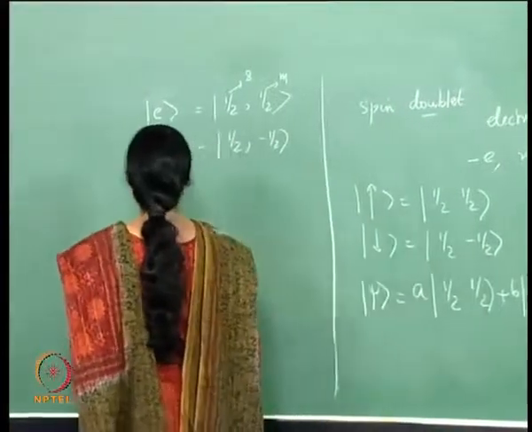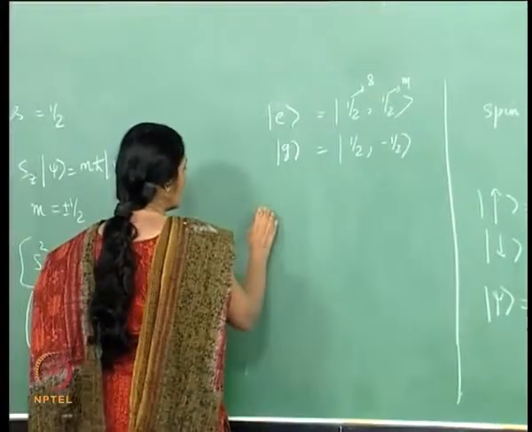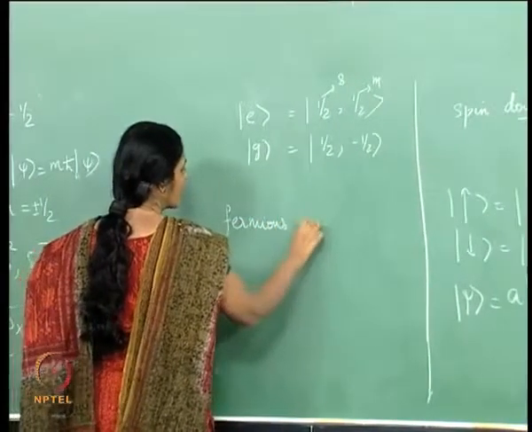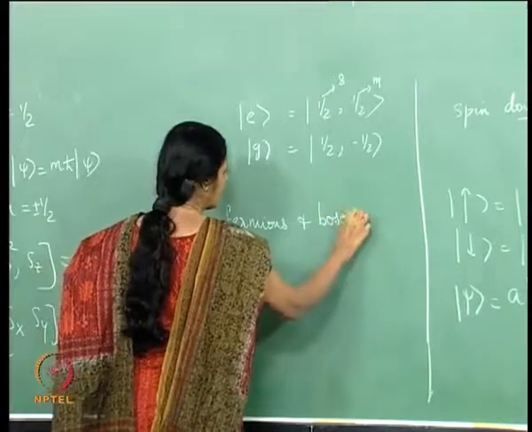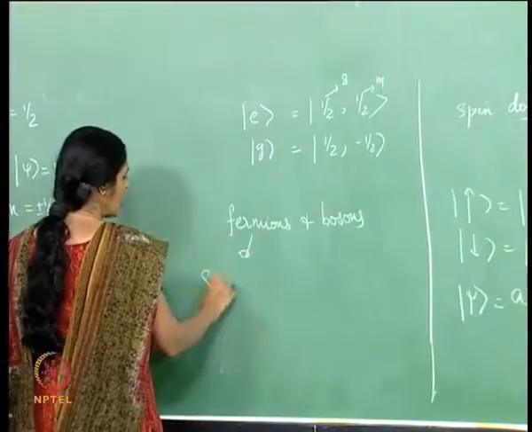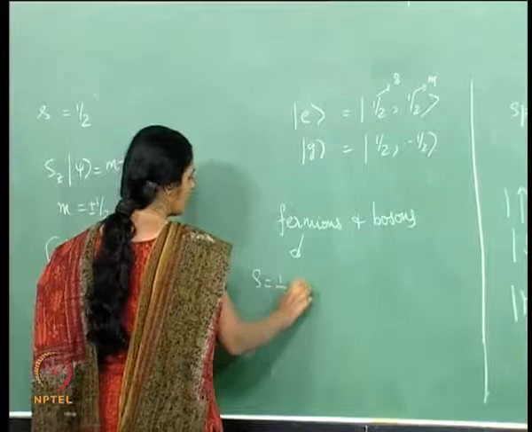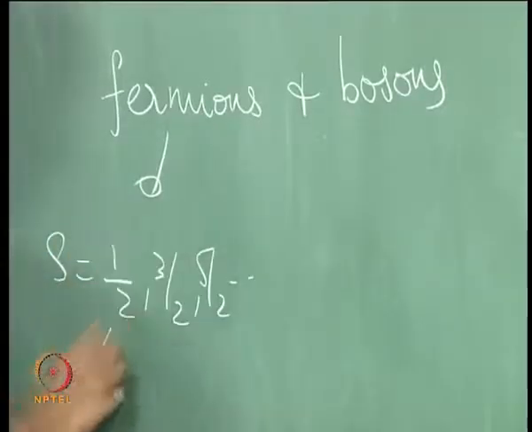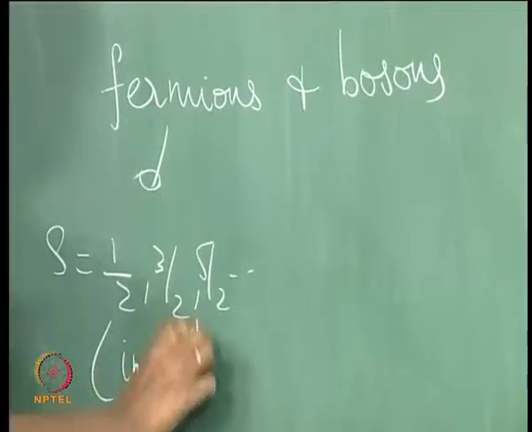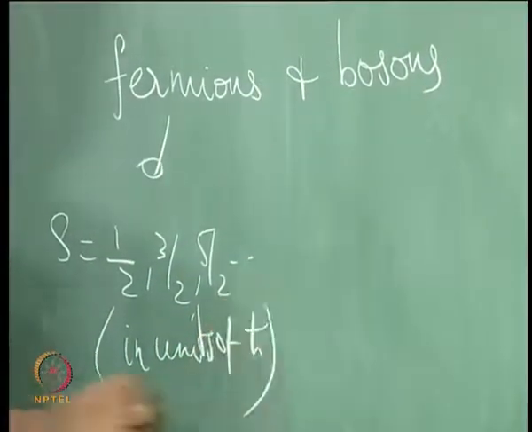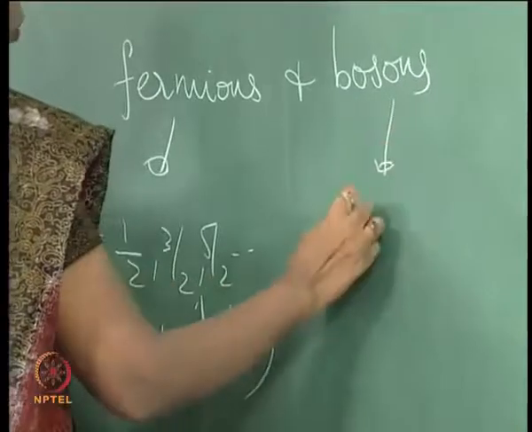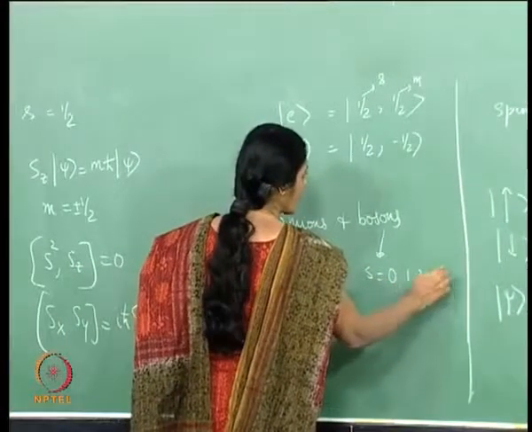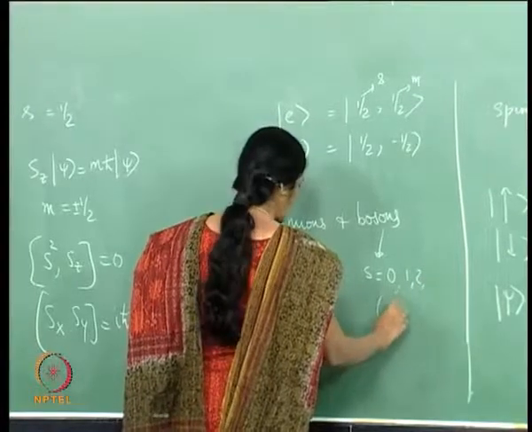In fact, in the three-dimensional world that we live in, elementary particles are classified as fermions and bosons. Fermions have s equal to half, 3 by 2, 5 by 2, etc., half integer spin values in units of h cross, and bosons have s equal to 0, 1, 2, etc., in units of h cross.